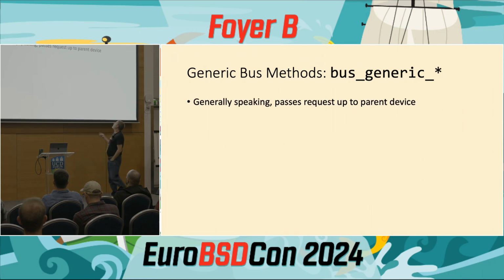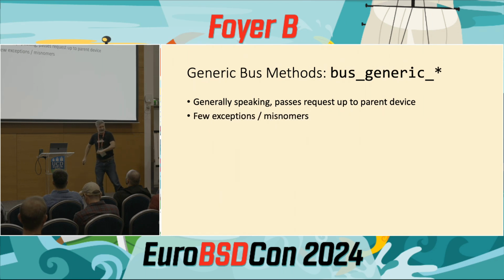So the first one is just bus generic star, and for the most part, these methods are quite simple in that they assume that I as a bus don't actually handle this request, but my parent will handle it. And so for the most part, the bus generic methods, like bus generic setup interrupt handler, they just turn around and hand the request up to the parent and say, here, you deal with this. Like, I don't actually deal with this directly, but you can deal with it. And so using this, requests will kind of bubble up through the device tree until they get to some bus driver that does handle it. Then the request is handled and the reply falls back down.